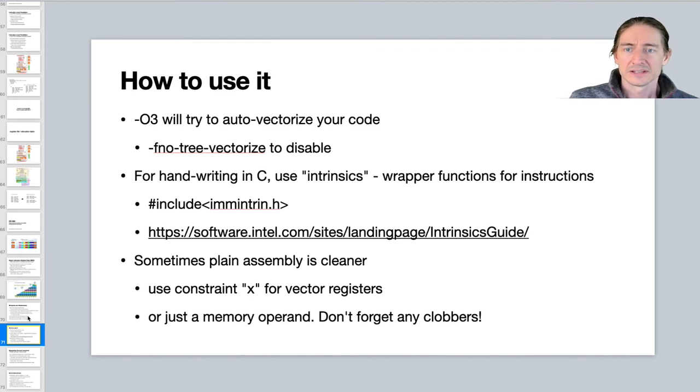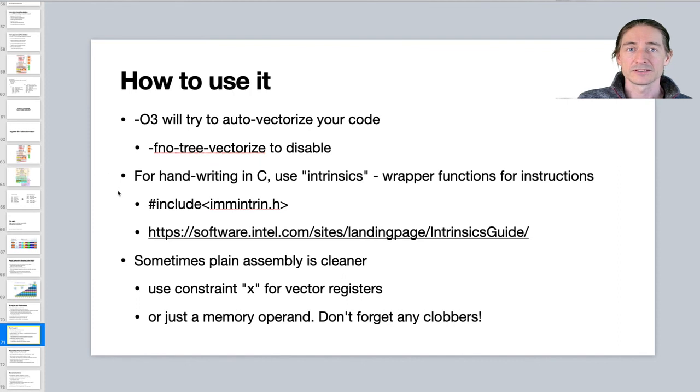Okay, so how do we use this? Certainly the easiest way is to use the auto-vectorizer in the C compiler. So just supply -O3, which we usually do anyway, and the C compiler will do its best to use vector instructions when appropriate. If you don't want it, you can disable it with this flag, or for individual functions, you can also specify that you don't want this function to be vectorized, but you can't do it for internal blocks within a function.